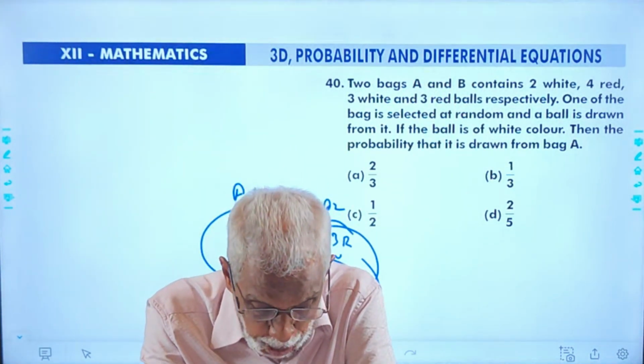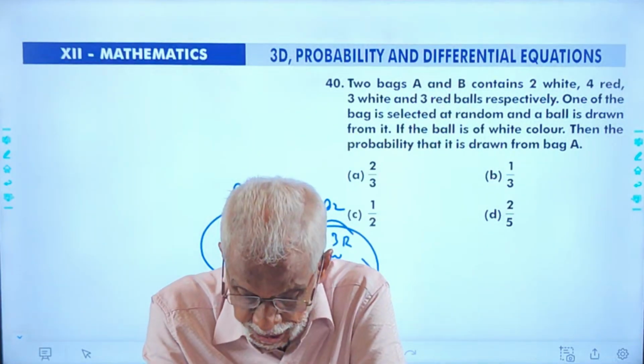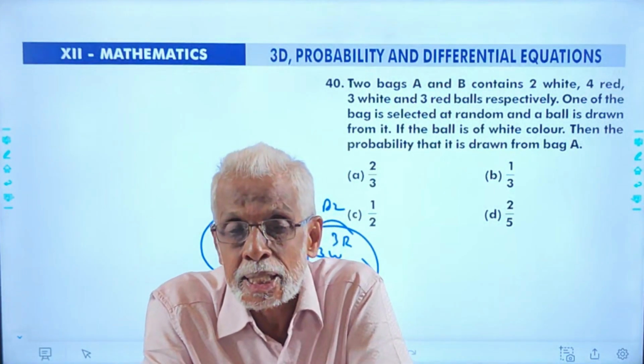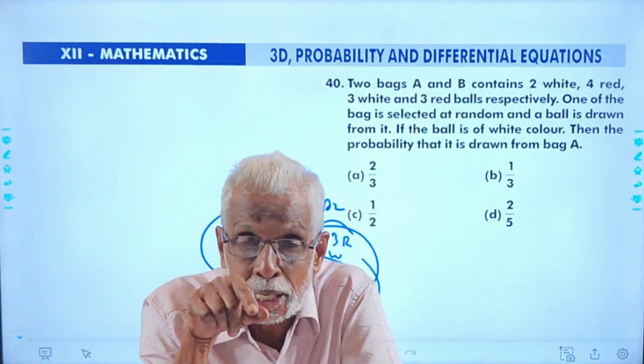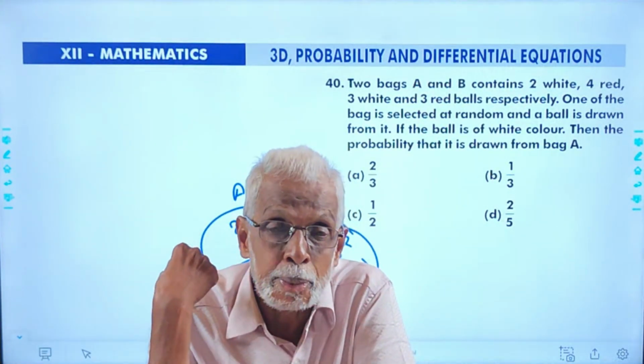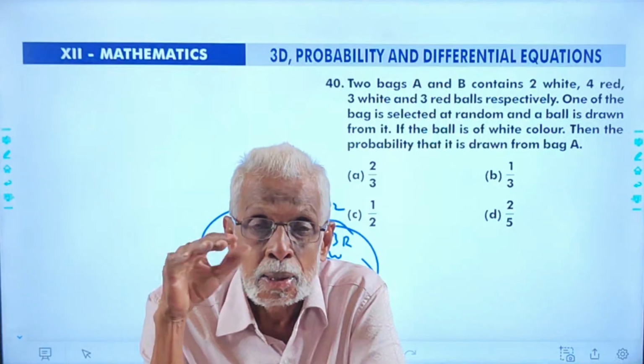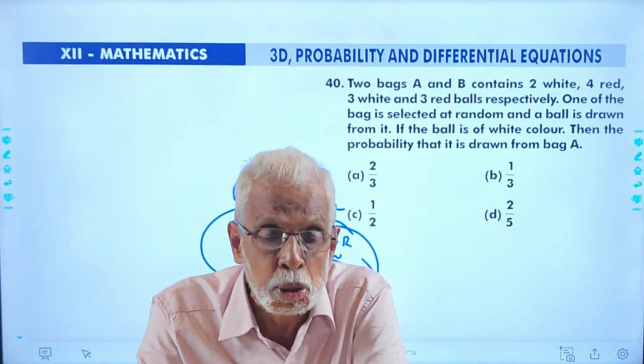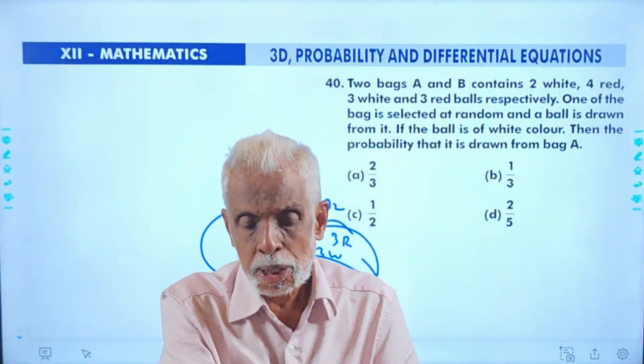Then what is the required probability? P of A1 by E is equal to P of A1 into P of E by A1 divided by P of A1 into P of E by A1 plus P of A2 into P of E by A2. Putting the values of all this, we get the correct choice, 2 by 5. That is choice D.